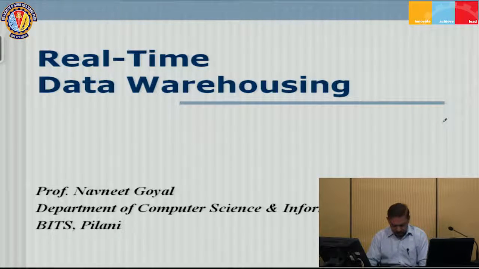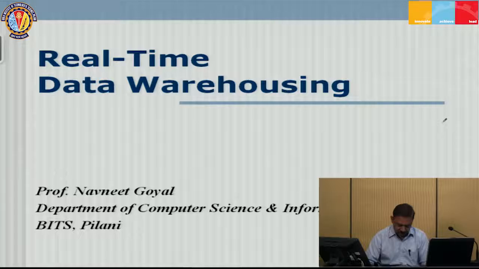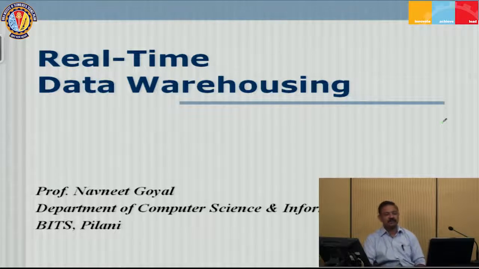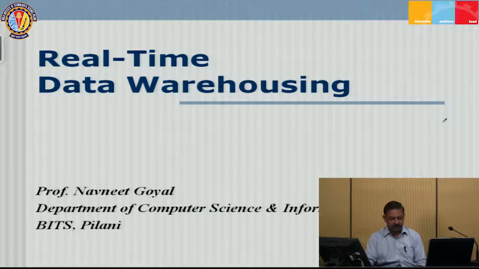In this module, we are basically going to look at the need for data warehousing, the kind of challenges it throws, the solutions for real-time data warehousing. Then we are also going to talk about real-time ETL as a solution for real-time data warehousing, and the kind of impact it can have on real-time data warehousing.